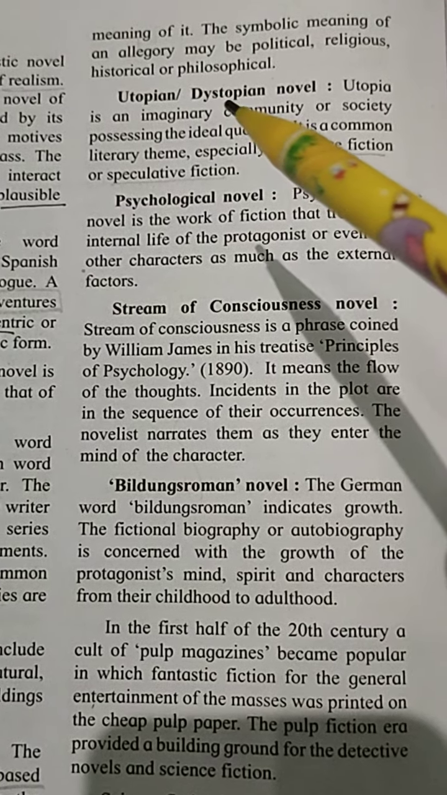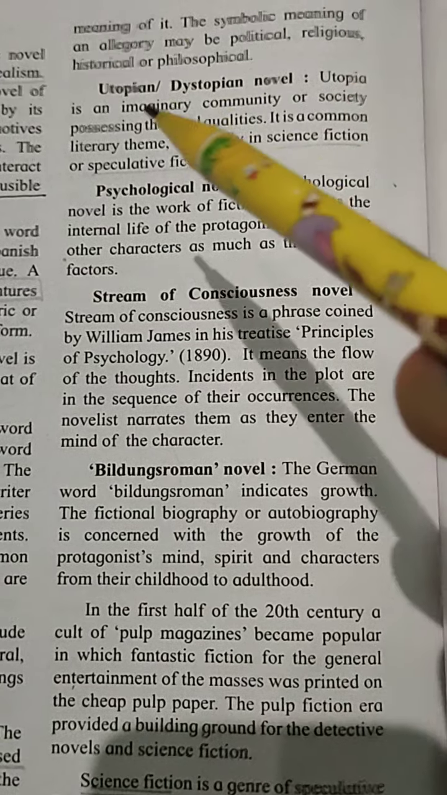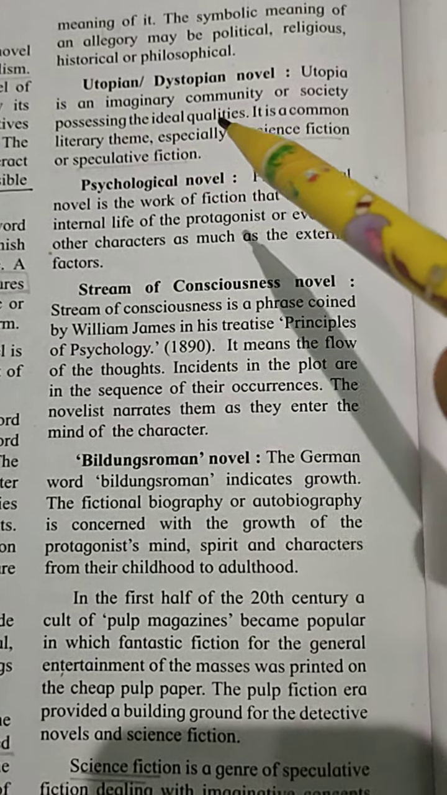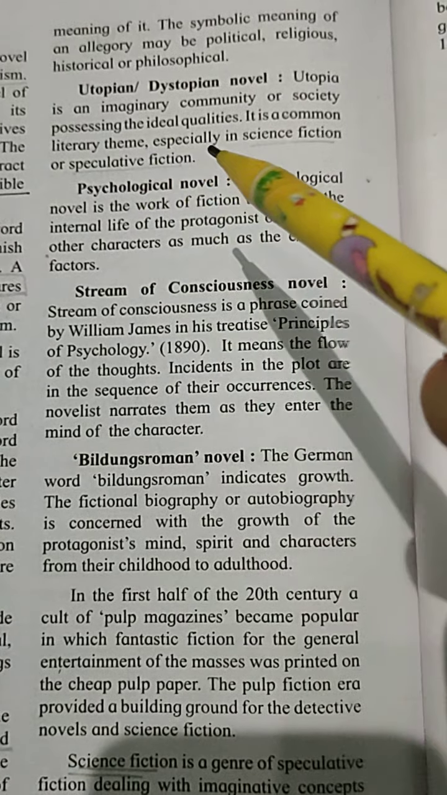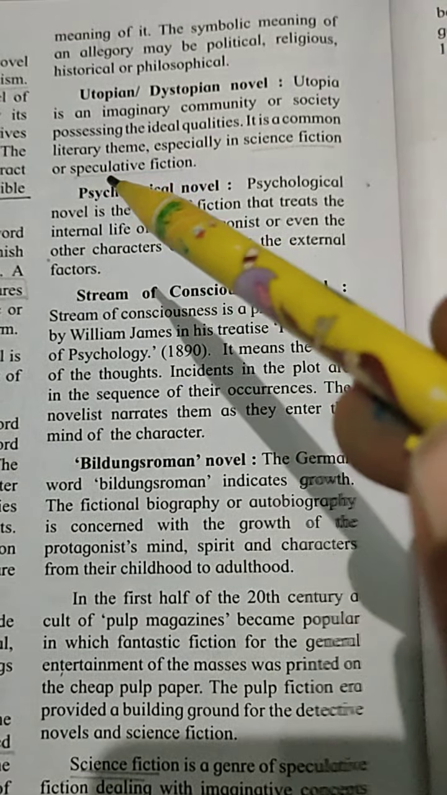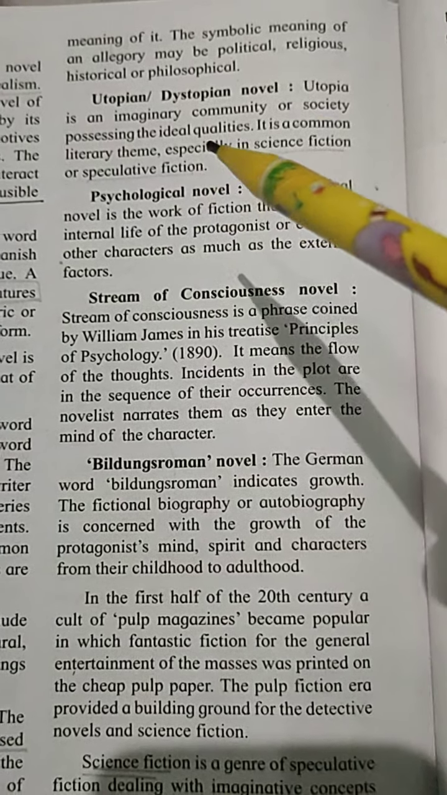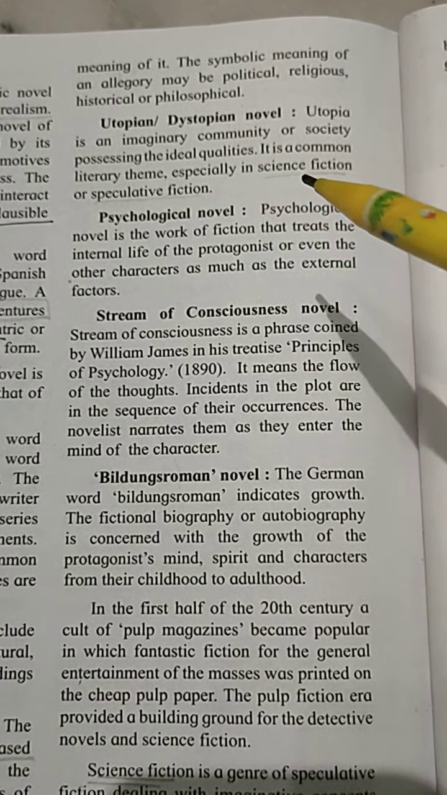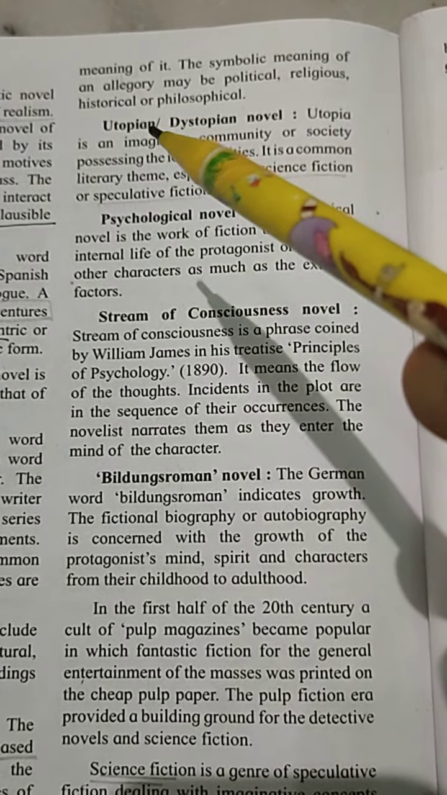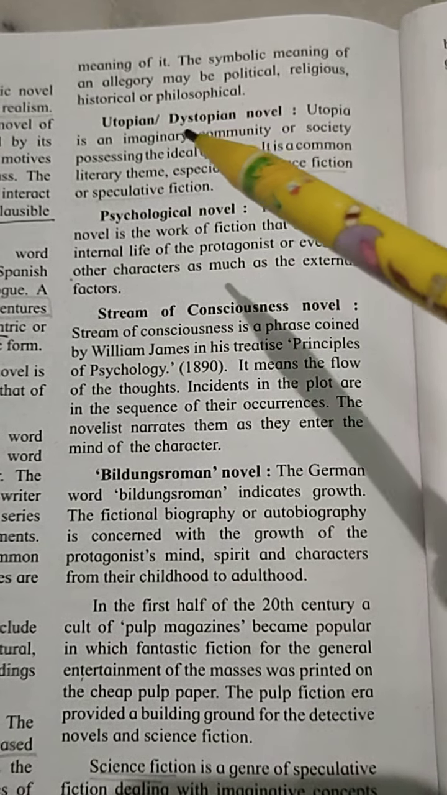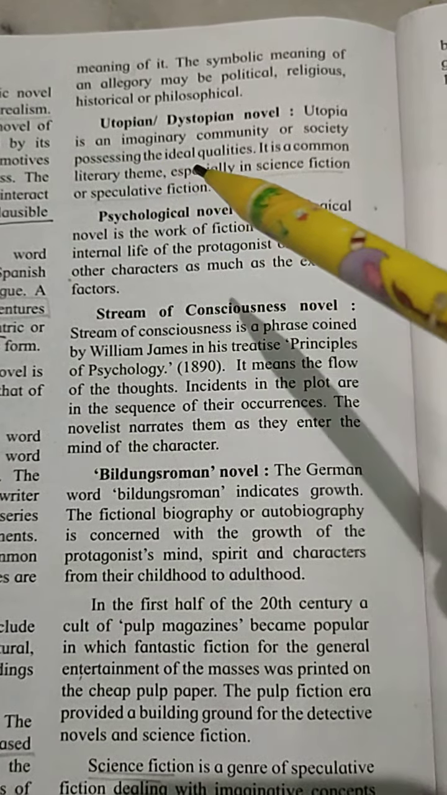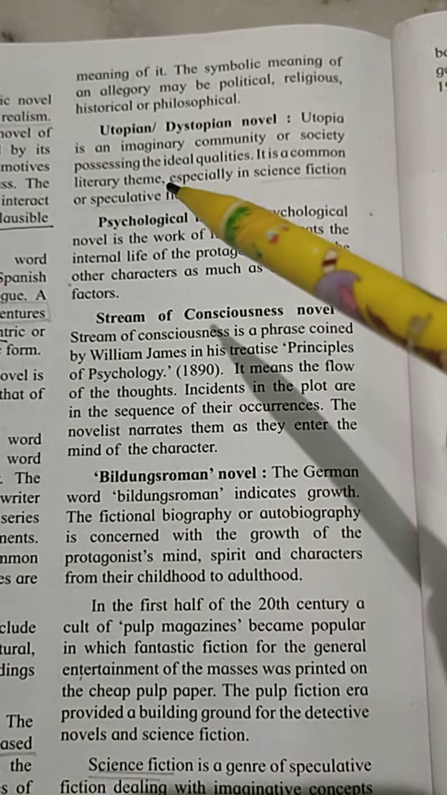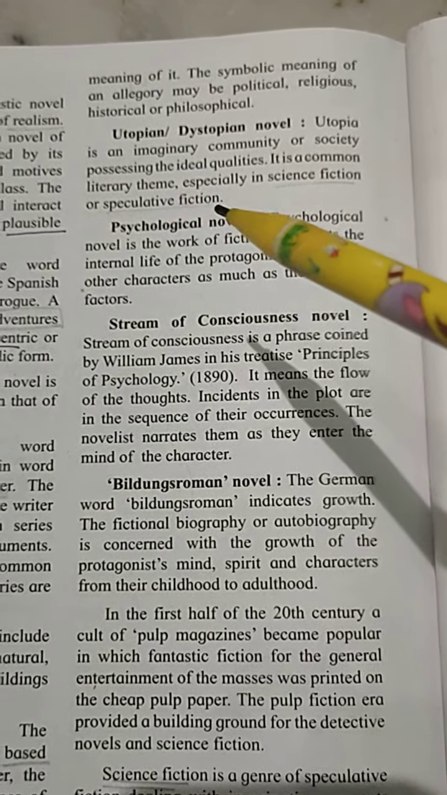Utopian and dystopian novel. Utopian is an imaginary community or society possessing ideal qualities. It is a common literary theme, especially in science fiction and speculative fiction. These are two forms of fiction, and utopian is an imaginary community or society possessing ideal qualities, and that is a common literary theme.